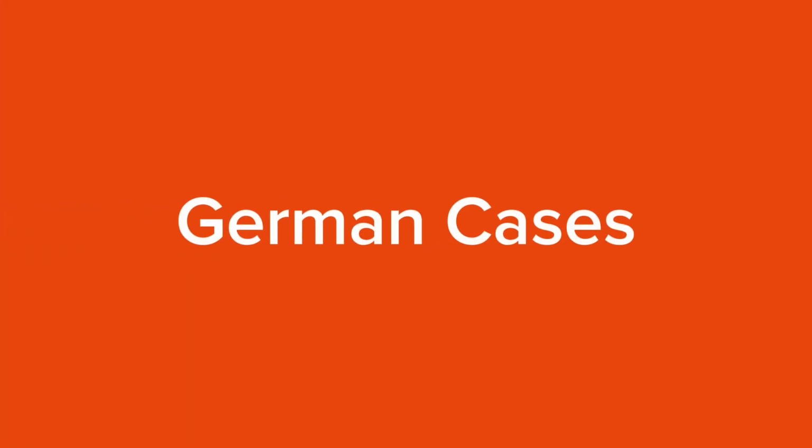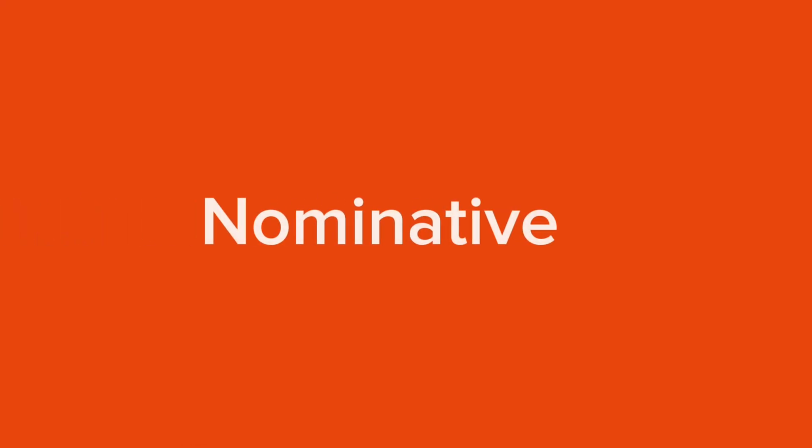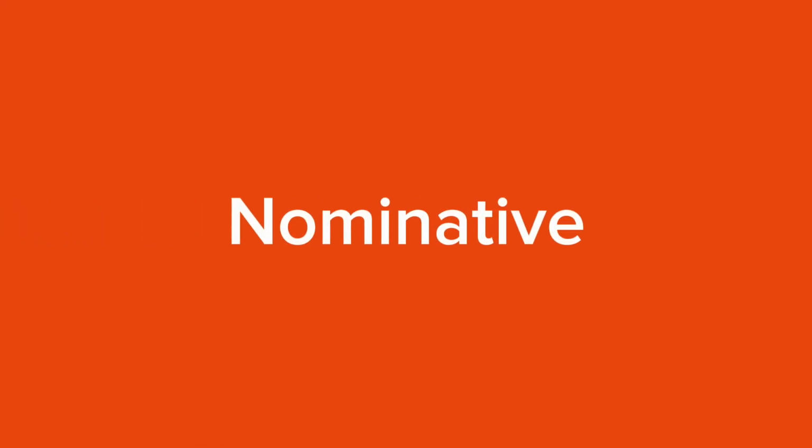What are the German cases? German has 4 cases, and they are the nominative, accusative, dative, and genitive. These cases give you flexibility so you can structure your sentences in any order you please. Let's start with the nominative case in German.